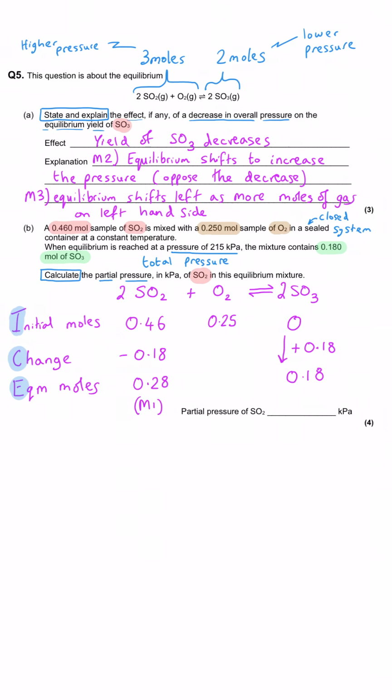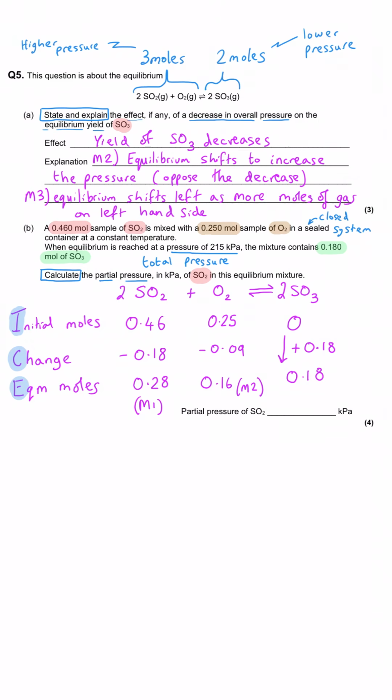And then since the coefficients, the ratio of SO2's decrease to oxygen's decrease is 2 to 1, that means that oxygen will only go down by half as much as the SO2 went down. So in other words, it will decrease by 0.09. And so we will end up with 0.16 moles of oxygen at equilibrium. And so that will be our second mark.